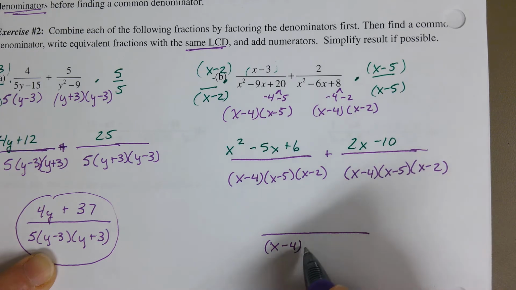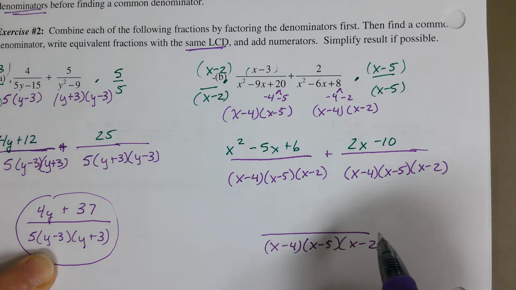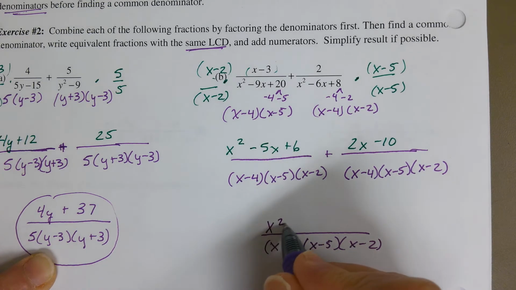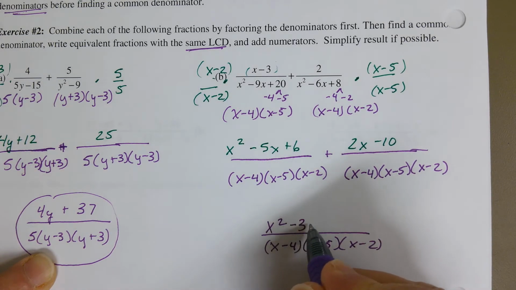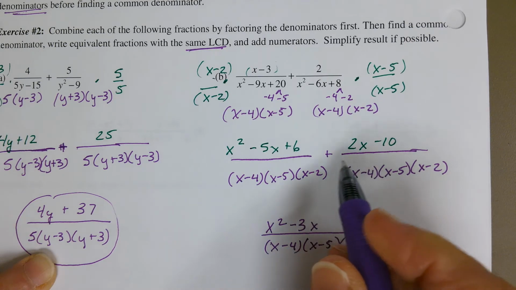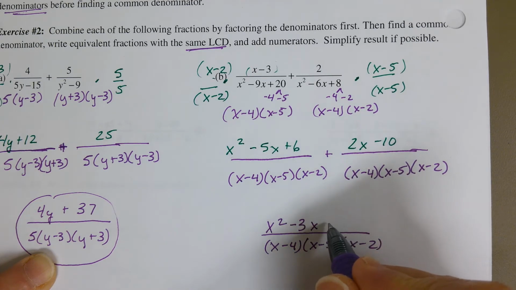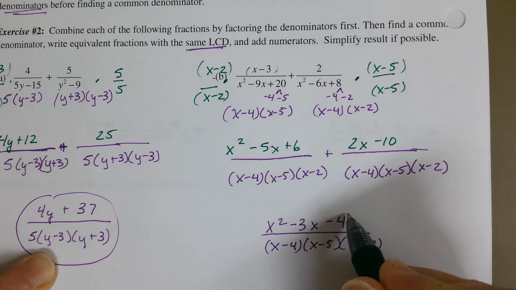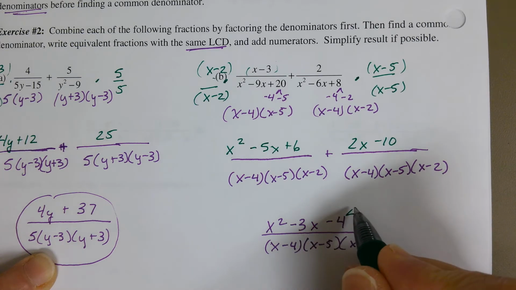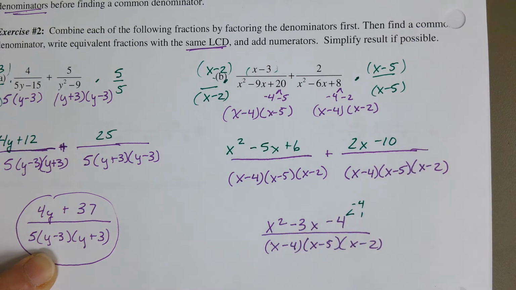We have the same denominator, so let's copy it and combine like terms of the numerator. x squared, negative 5x and positive 2x is negative 3x, and 6 plus negative 10 is negative 4. Now, does this trinomial factor? The factors of negative 4 that sum to negative 3 are negative 4 and 1.